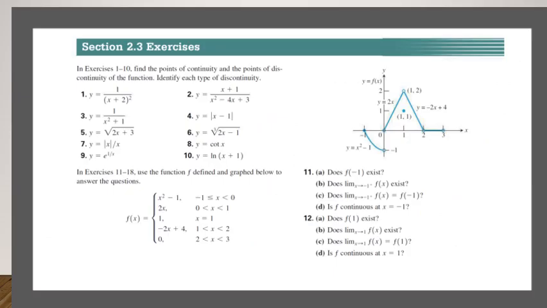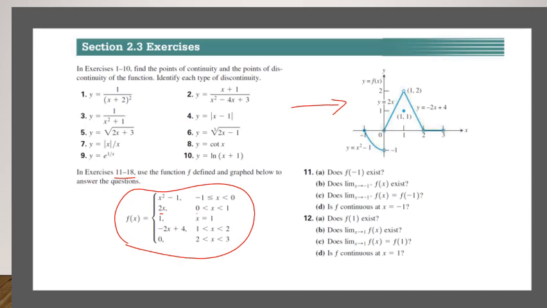Bismillah ar-Rahman ar-Rahim. Regarding questions 11 to 18, I have a function. It says that this function f of x is equal to x squared minus 1 for every number between negative 1 and 0, and 2x for any number between 0 and 1, and it's equal to 1 at x is equal to 1, negative 2x plus 4 when x is greater than 1 and smaller than 2, and 0 for any number between 2 and 3. And as we can see to the right here, is the graph of this function.